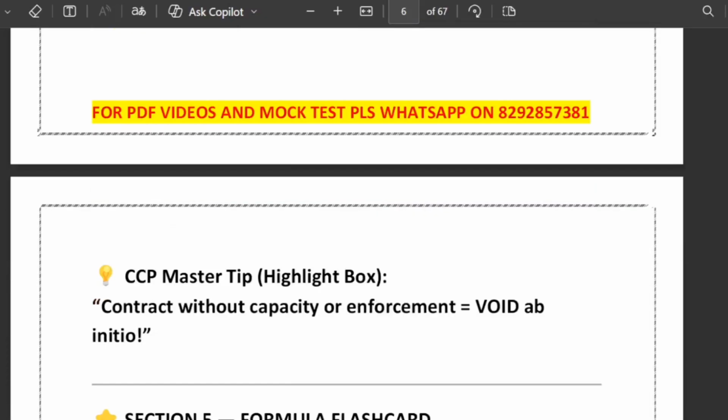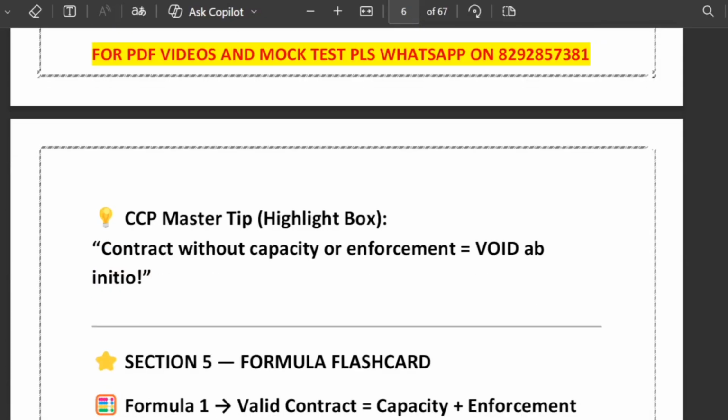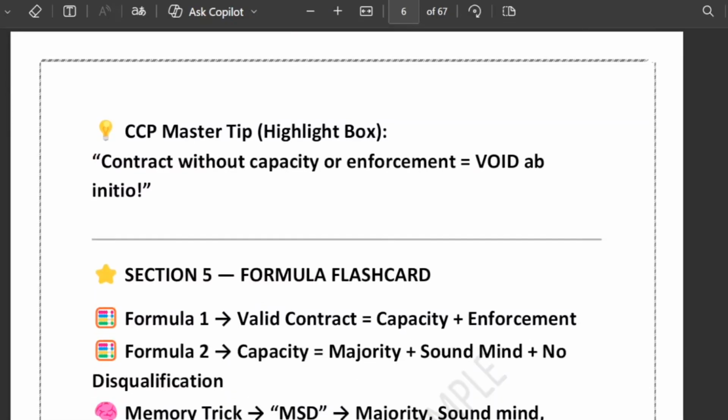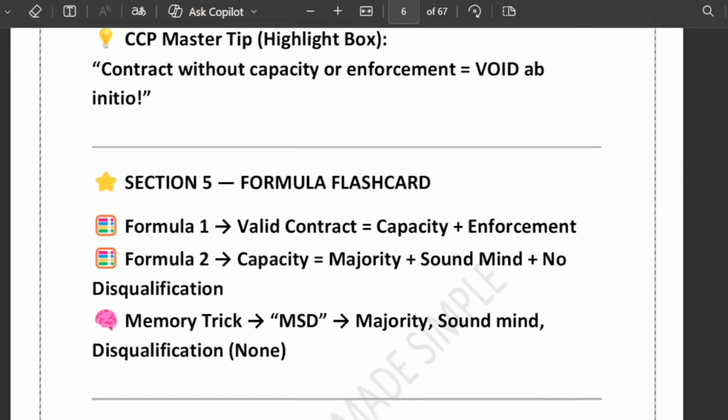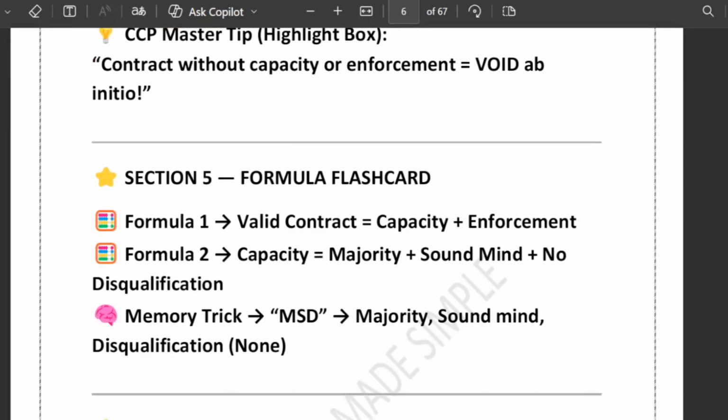So the CCP master tip is very simple. A contract without capacity or enforcement is called void ab initio, which means it is not valid. So let's summarize the key points which we have covered. I told you, a valid contract includes capacity plus enforcement. Second formula: capacity includes majority, sound mind plus no disqualification. So three things, MSD. This is the memory trick you can remember: MSD. Majority, sound mind and disqualification.